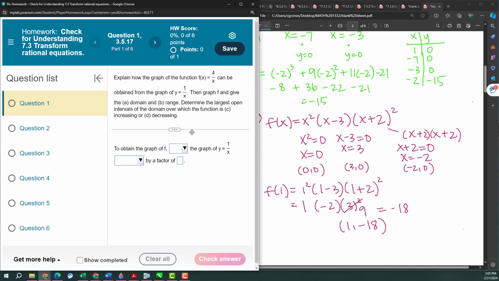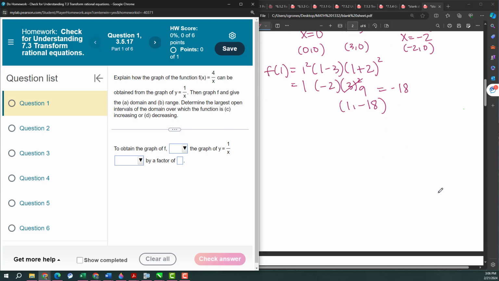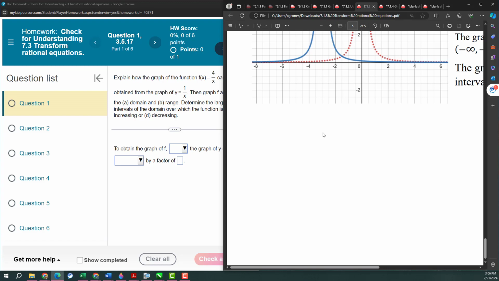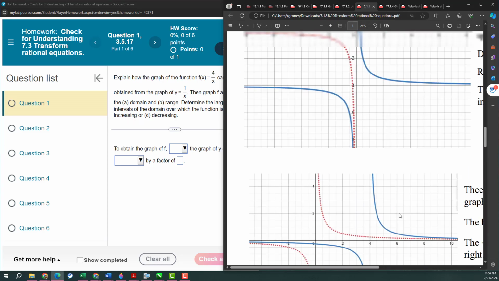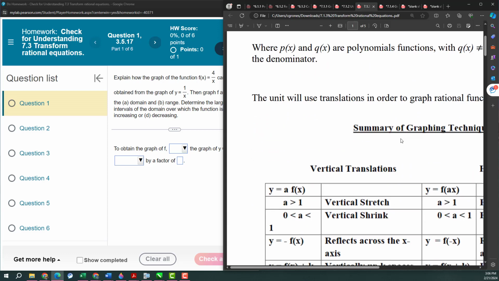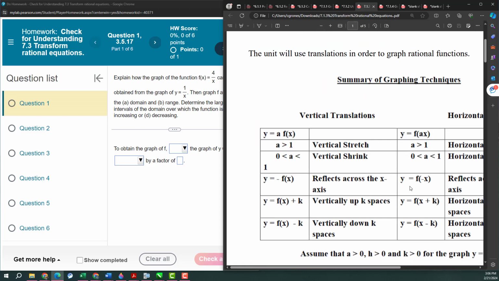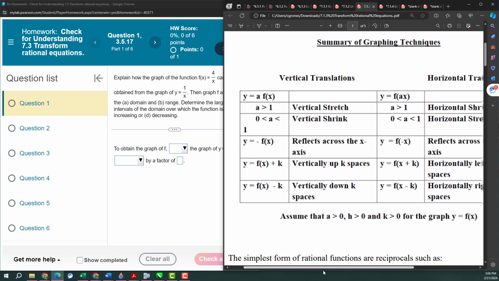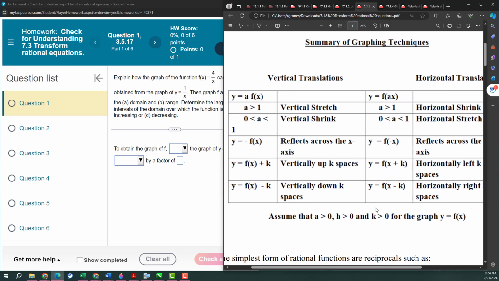It says, explain how the graph of the function f of x equals 4 over x can be obtained from the graph of y equals 1 over x. Then graph f and give the domain and range and determine the largest open intervals of the domain. So let's look at our 7.3 notes. If you look at these notes, we are looking at the rational functions. Let me zoom out. And it has a summary of the graphing techniques on this first page.